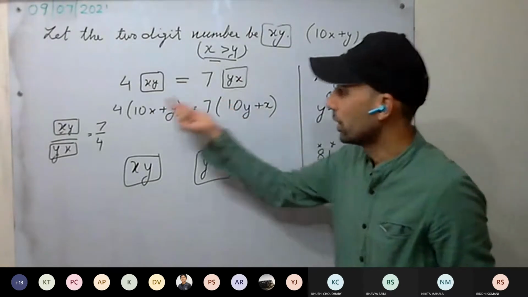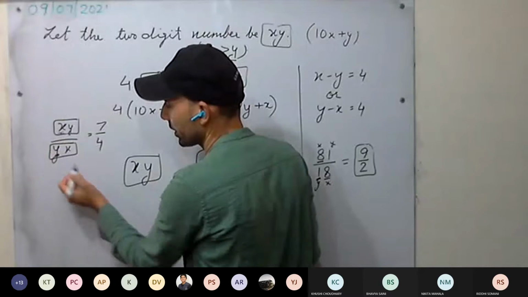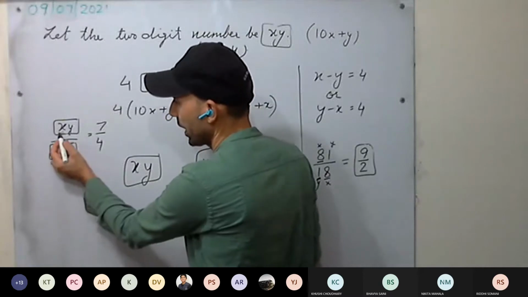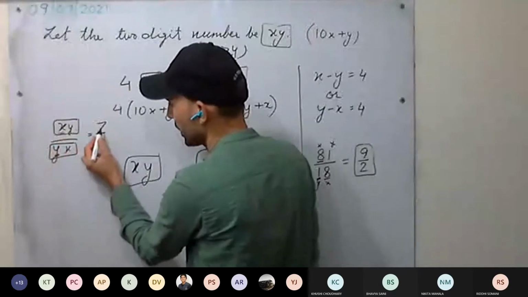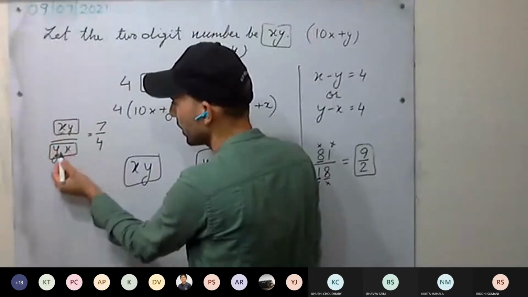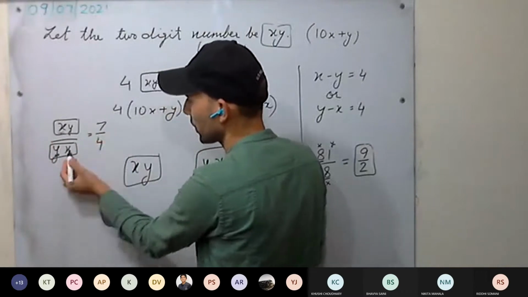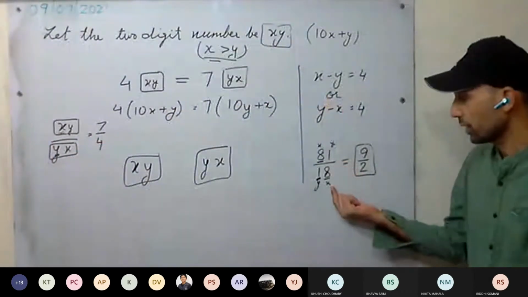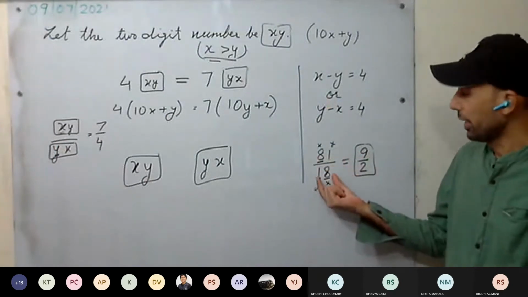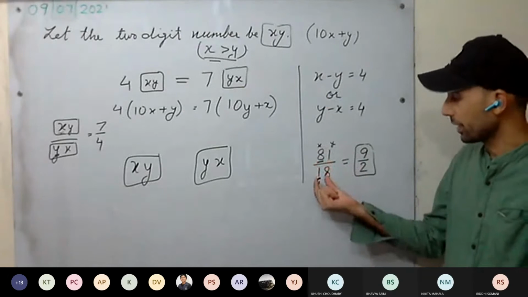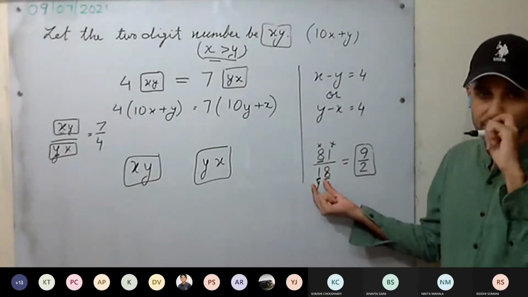This ratio only holds if x is greater than y. This x has to be greater than y, then only this number will be greater than that number, that is, this number will be 7 times of that number. Have you understood here as well? Numerator is greater than the denominator. It means this tens digit is greater than the tens digit here. You all have understood this.